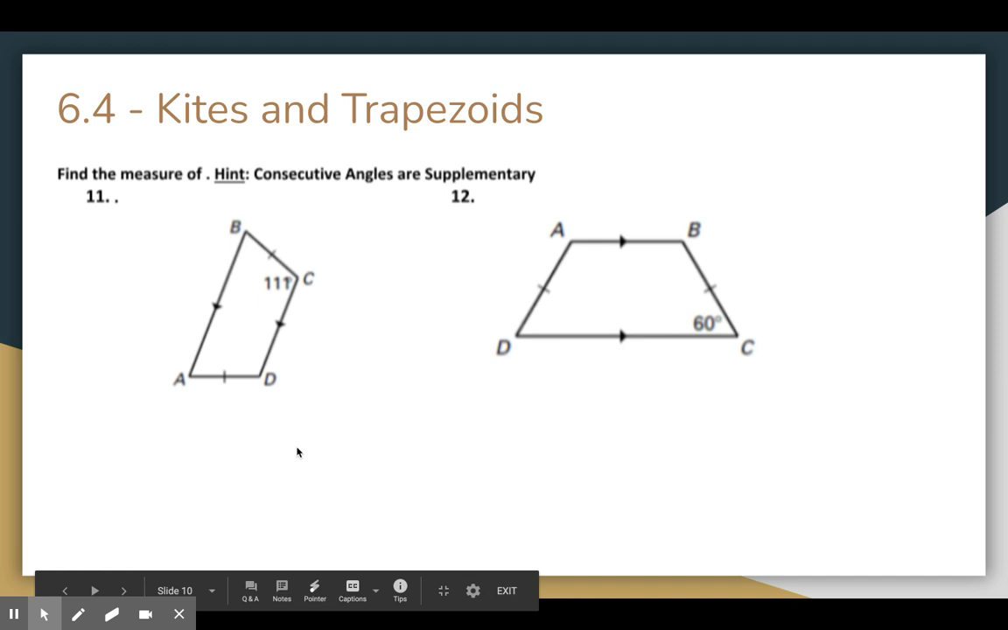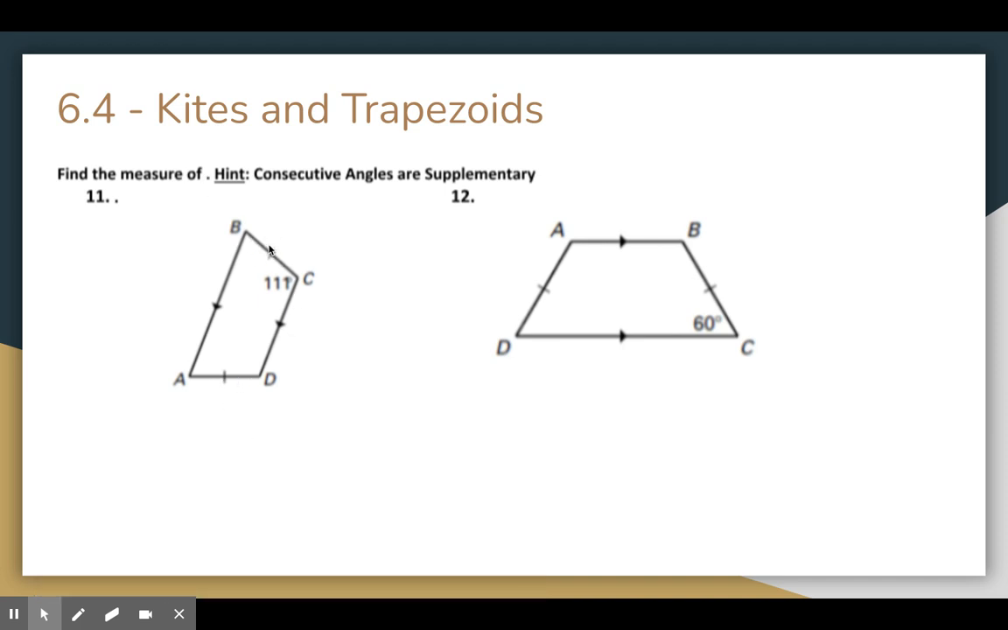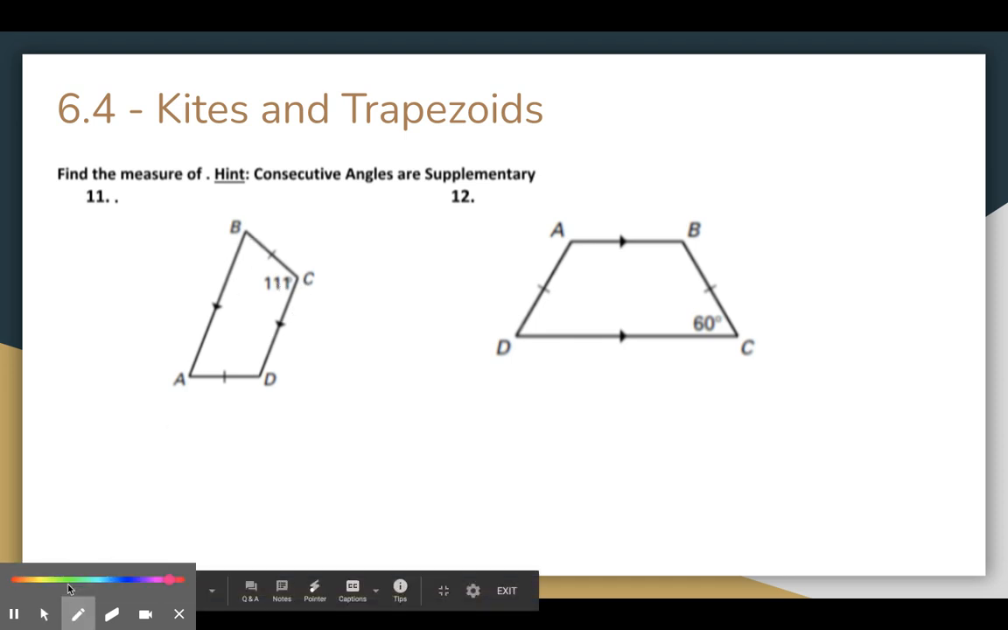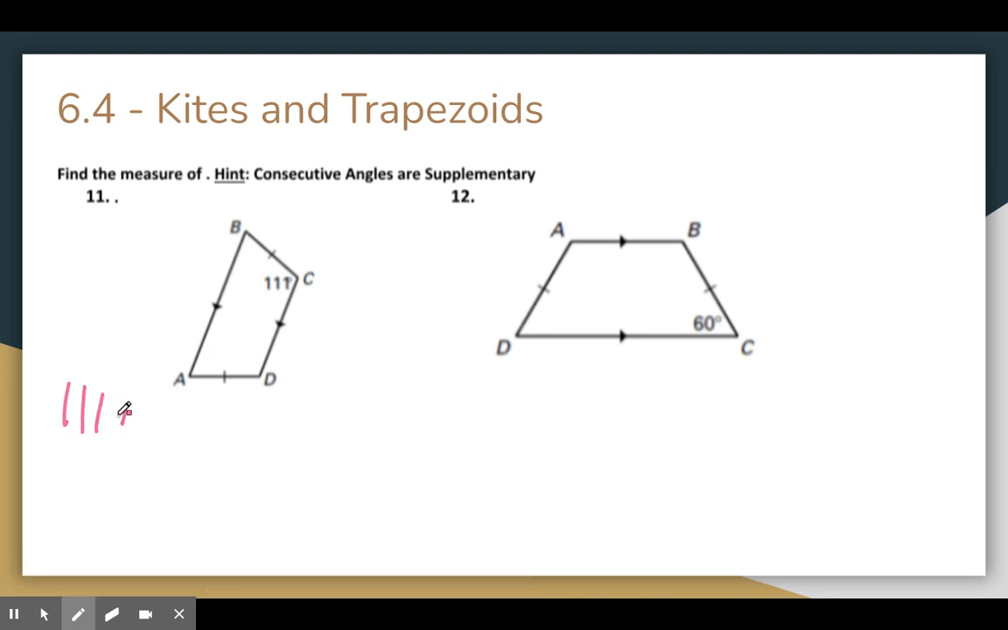Okay, kites and trapezoids from lesson 6.4. Find the measure of angle B. It got cut out. It's supposed to be finding angle B. All right, a quick hint. Remember, it's something that we should remember from lesson 6.4. Consecutive angles in a trapezoid, or non-base pairs, are supplementary. So that means angle C plus angle B has to equal 180. So that's just 111 plus whatever B is has to equal 180, right? And we just do that real quick. 180 minus 111 gives you B is equal here to 69, right?